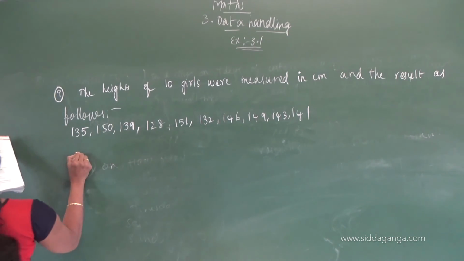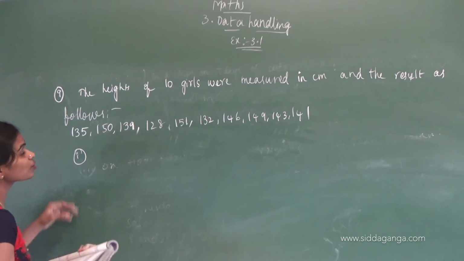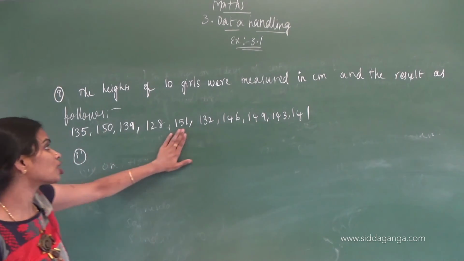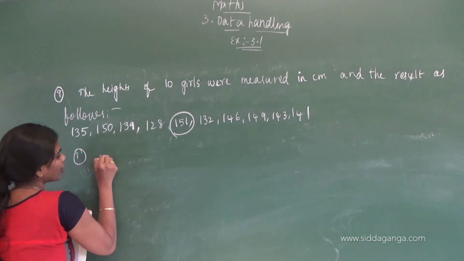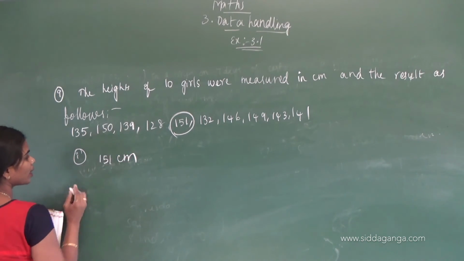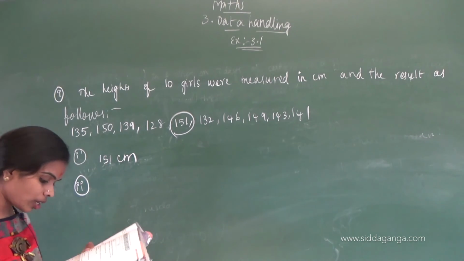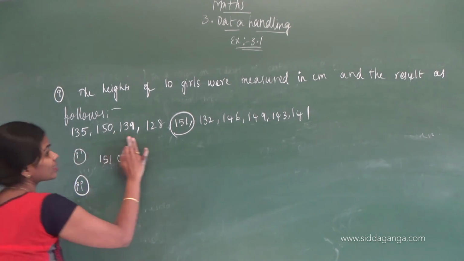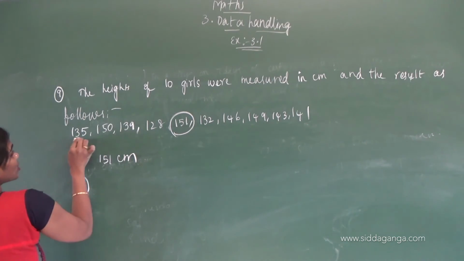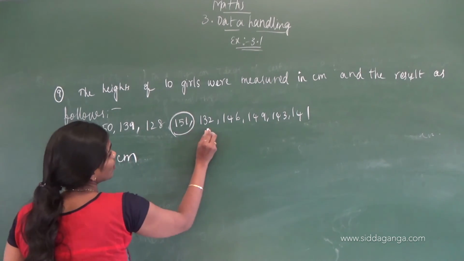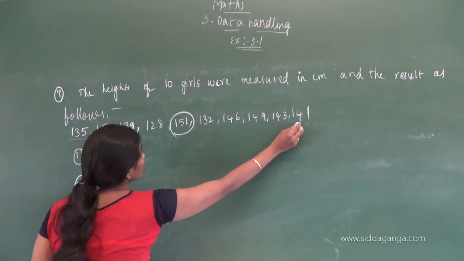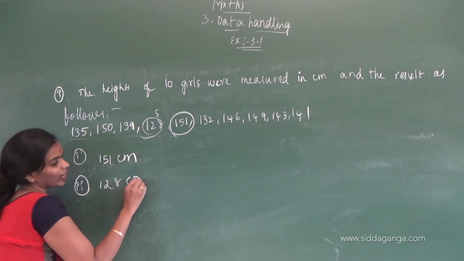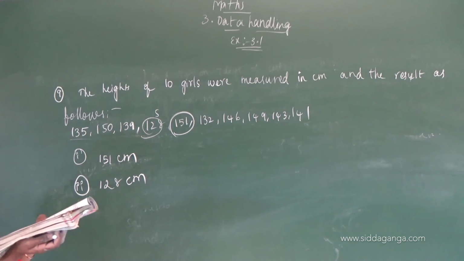First question: what is the height of the tallest girl? Which one is the highest one? 135, 150, 130. Which one will be the highest? Correct children, 151. 151 centimeters is the highest one. Next question: what is the height of the shortest girl? That means we have to glance for the smallest number here. 135, 150, 128, 132, 146, 149, 143, 141. This one will be the smallest. 128 centimeters is the height of the shortest girl.